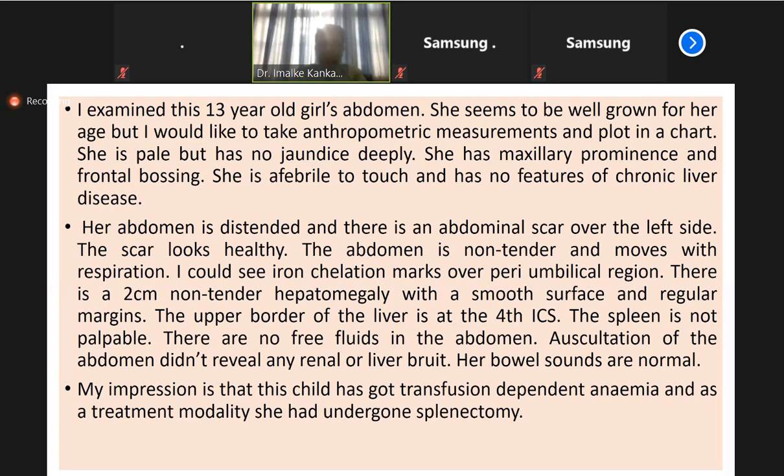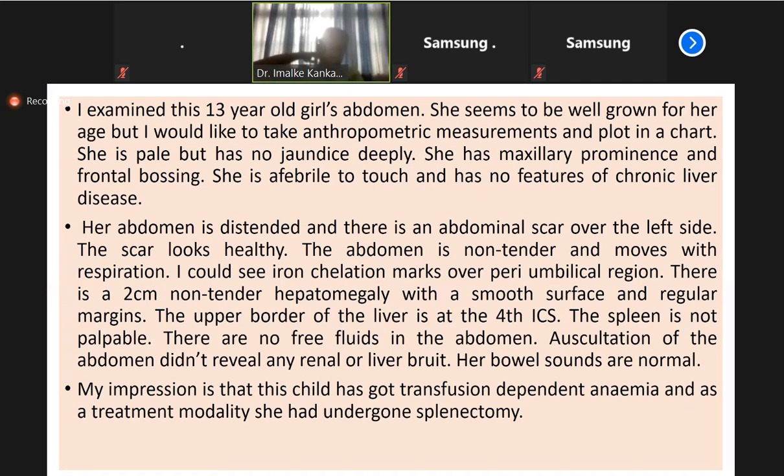And there's an abdominal scar over the left side. The scar looks healthy. The abdomen is non-tender and moves with respiration. You can put it later, but not at the beginning. I could see iron chelation marks over the periumbilical region. There's a 2 finger breadth, always better to say finger breadths, non-tender hepatomegaly with smooth surface and regular margin.